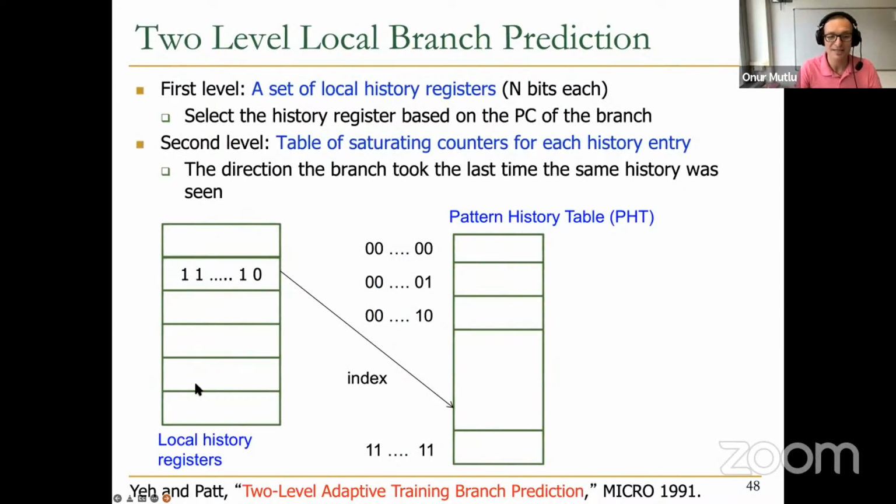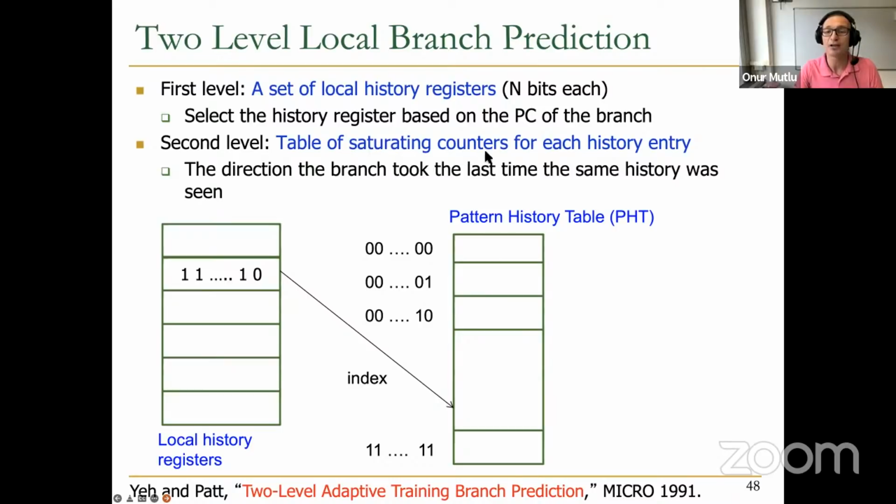As you can see, there are 2 levels. One is here on the left. You have local history registers. Basically, the first level is a set of local history registers. Each history register is of n bits each. And you select the history register based on the program counter of the branch. So based on the program counter, you choose one local history register. And then you index a second level table. It could be multiple tables also. It could be separate tables for the branch also. So there is actually a design choice over here. In this case, I show a single pattern history table, but there could be multiple pattern history tables based on the program counter of the branch.